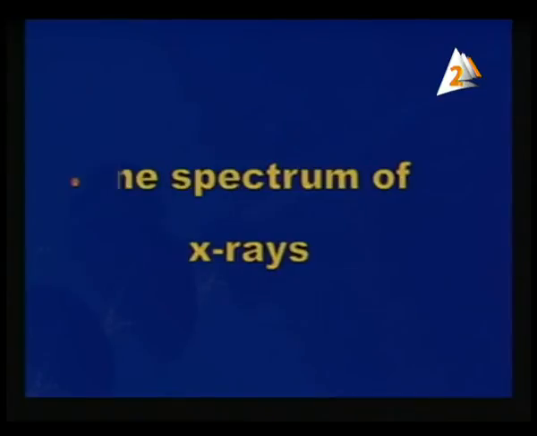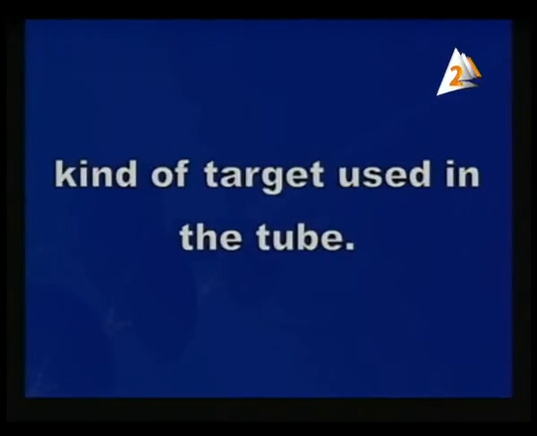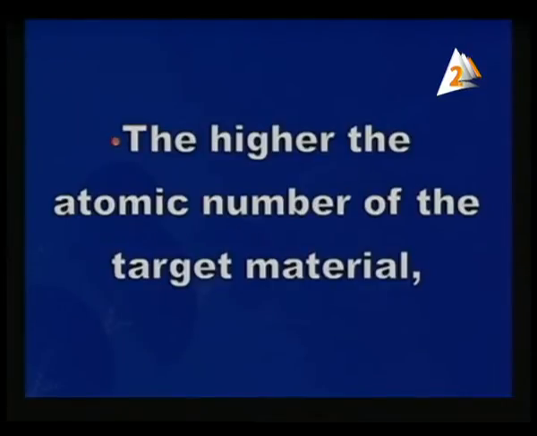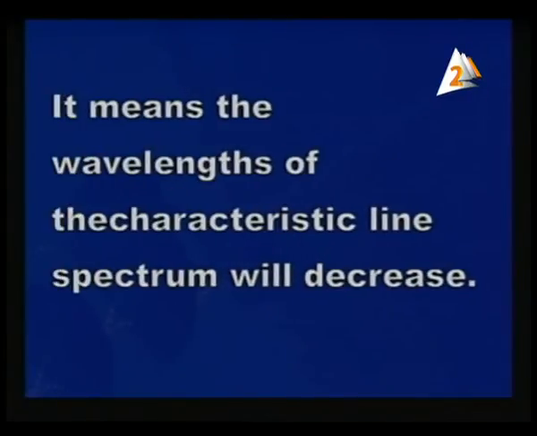And what about the factors that affect line spectrum of X-rays? Yes, it depends on the kind of target, the material of the target used in the tube. As a matter of fact, the higher the atomic number of the target material, the shorter the wavelengths of the characteristic lines are. It means the wavelengths of the characteristic line spectrum will be decreased by increasing the atomic number of the target.